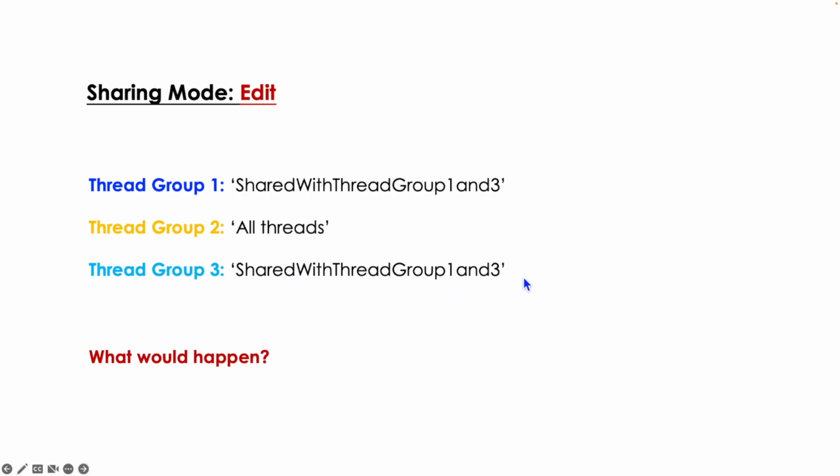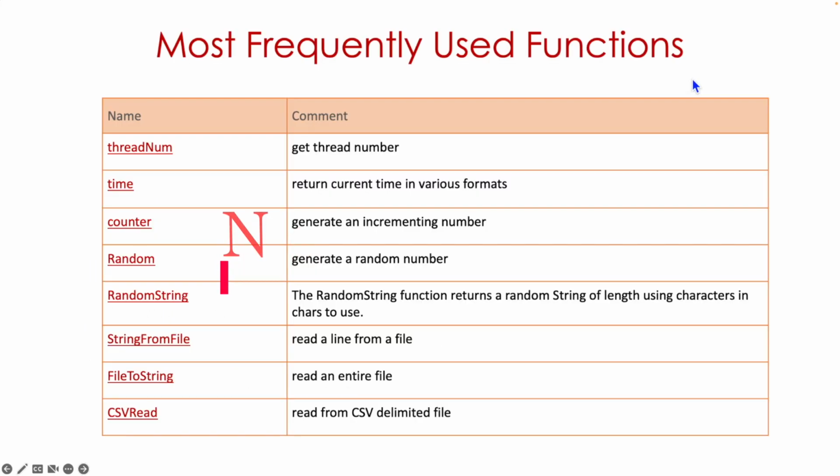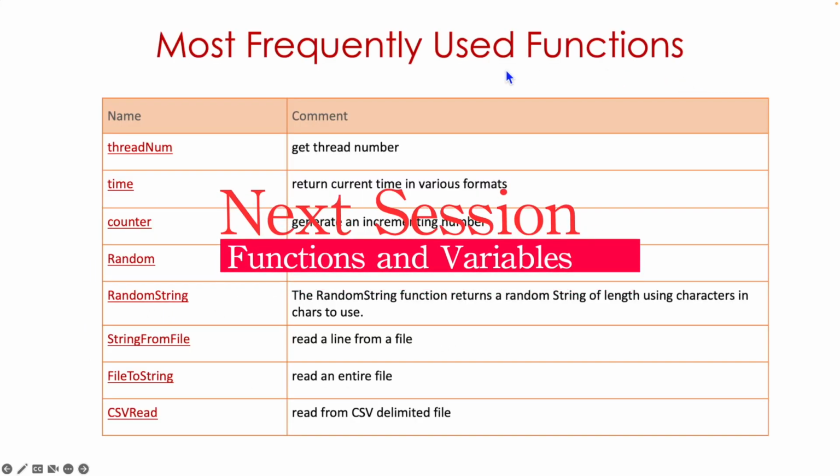The sharing mode usually brings a lot of confusion for many JMeter users, especially the edit mode. So as a beginner, I only recommend you not to use this one. But if you're interested, you can try it. Just give the values like this one and run the script to see what would happen. In the next session, let's talk about functions and variables.